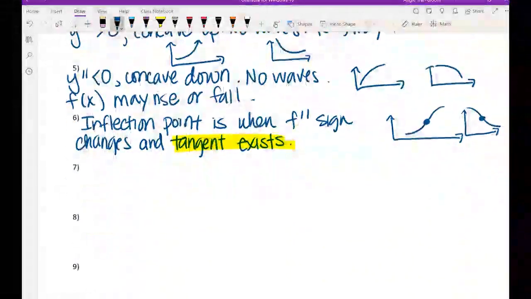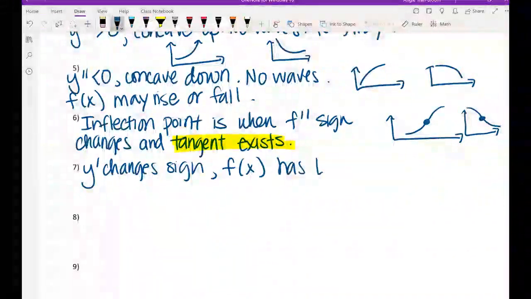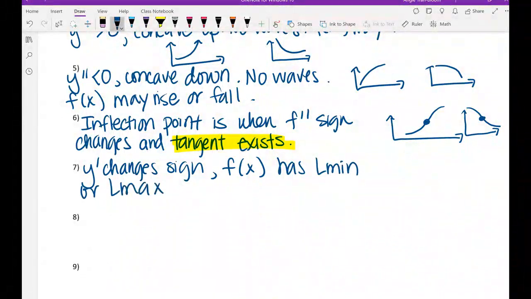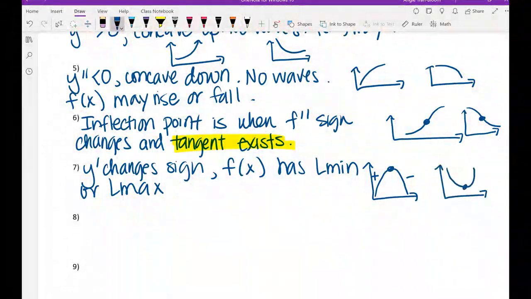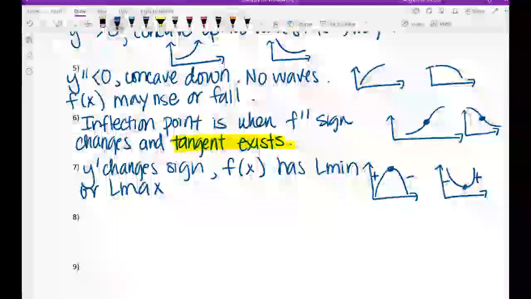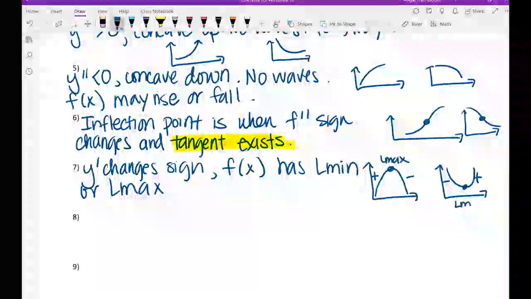7. If y prime changes sign, that means f of x has a local min or a local max. So 2 cases. If it changes from increasing to decreasing, there's a local max. If it changes from decreasing to increasing, you are going to have a local min. So this is local max and this is local min.